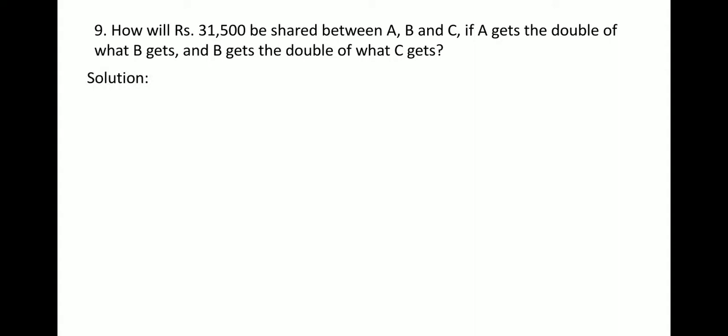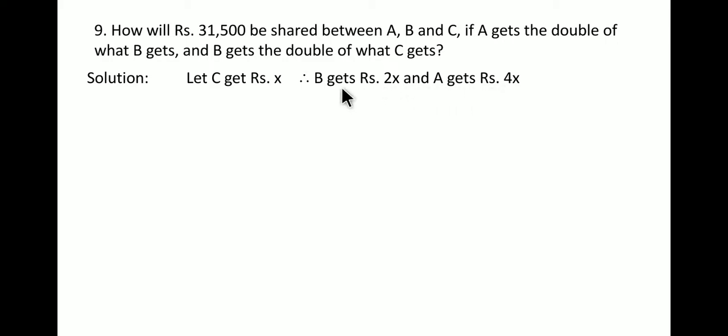So we can assume let C get rupees X because A is getting double of B and B is getting double of C. So C is only the value which does not have any condition related to any other terms. Okay, so C gets rupees X. That means B gets rupees 2x and A gets the double of what B gets. So double of 2x will be 4x. So C gets x, B gets double of x, that is 2x, and A gets double of B, that is double of 2x, which is equal to 4x.